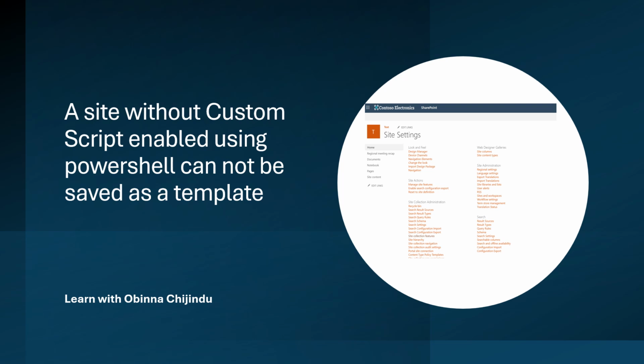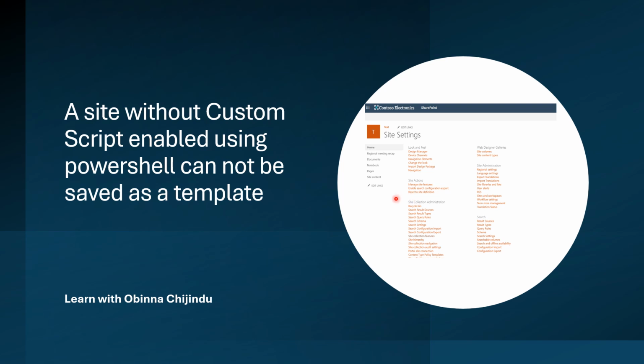Something I would like to mention is that a site without custom script enabled using PowerShell cannot be saved as a template. That is to say, this is my SharePoint site. I created this SharePoint site as a test site, and in this site, this is the site settings, where, if you watch my previous video, you would see how I was able to navigate to the site settings, and from the site settings, under site actions, you will see save a site as a template.